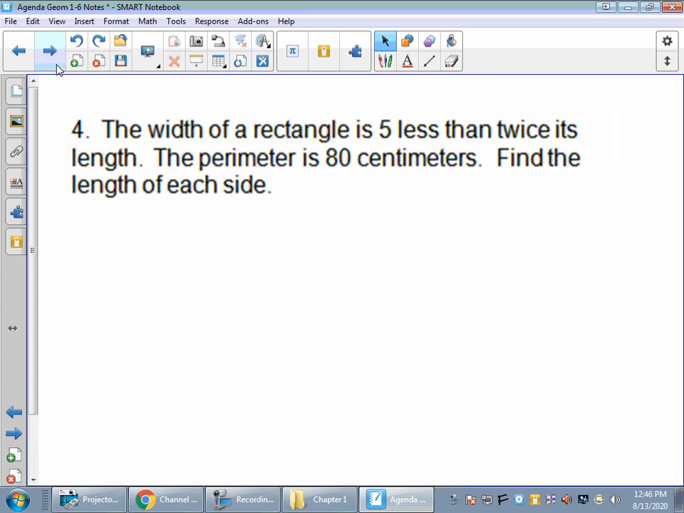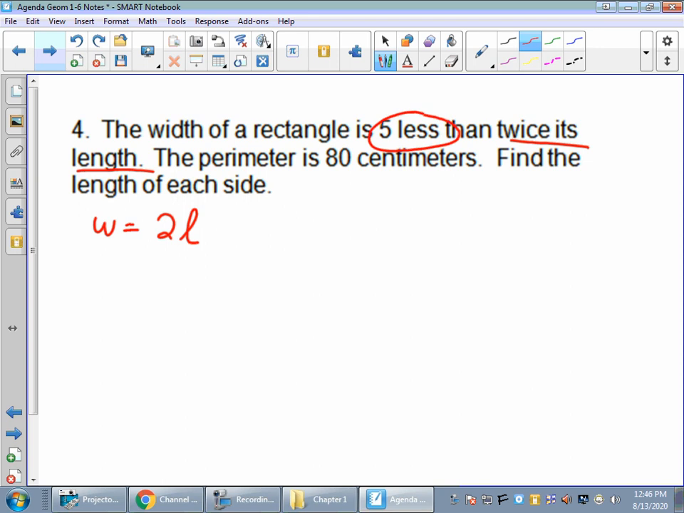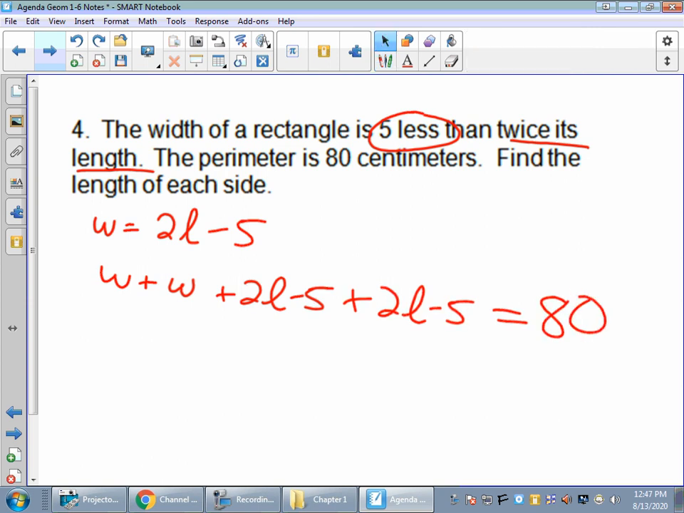And the last one, too, I'm going to give you guys on your own as well. The width of a rectangle is 5 less than twice its length. The perimeter is 80 centimeters, so find the length of each side. My tip here is that your width is going to be 5 less than twice the length. So twice the length would be 2 times L, and then 5 less is going to be minus 5. So when you put this into an equation, you're going to say W plus 2L minus 5. But you have to do that again, right? You're going to have another W, and you're going to have another 2L minus 5, because it's a rectangle, equals your perimeter of 80. Now you can combine like terms and solve from there. I'll let you guys work on that one.